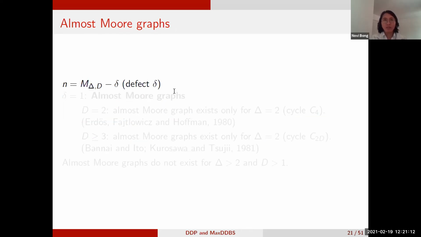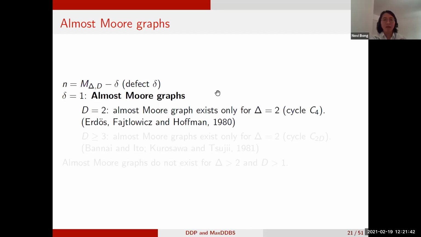A Moore graph is a large graph, so they try to see whether it's possible to get something close to the Moore bound. It might not reach the Moore bound, but what if it's some number less than the bound? So they introduced the almost Moore graph. In general, they have M, which is the Moore bound, minus delta, which is called the defect. When delta equals 1, that is called an almost Moore graph.